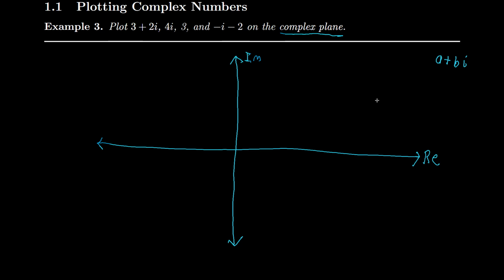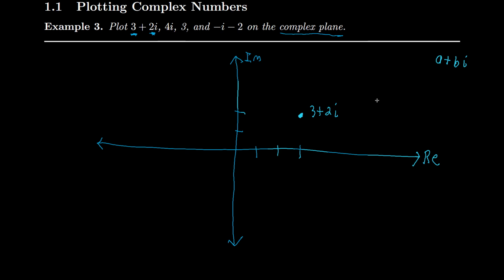So let's plot 3 plus 2i. It's 3 in the real direction, and positive 2 in the imaginary direction. So we go 1, 2, 3 in the real direction, and positive 1, 2 in the imaginary direction, and we plot it right there. So this point is 3 plus 2i. So we label it. That's how you do it.